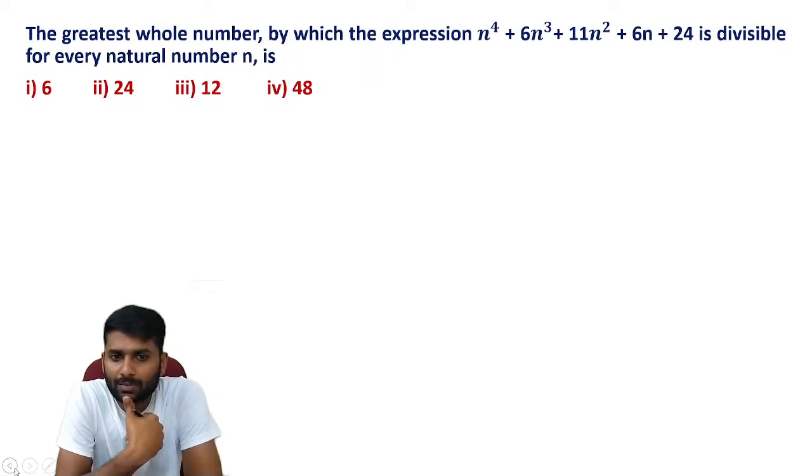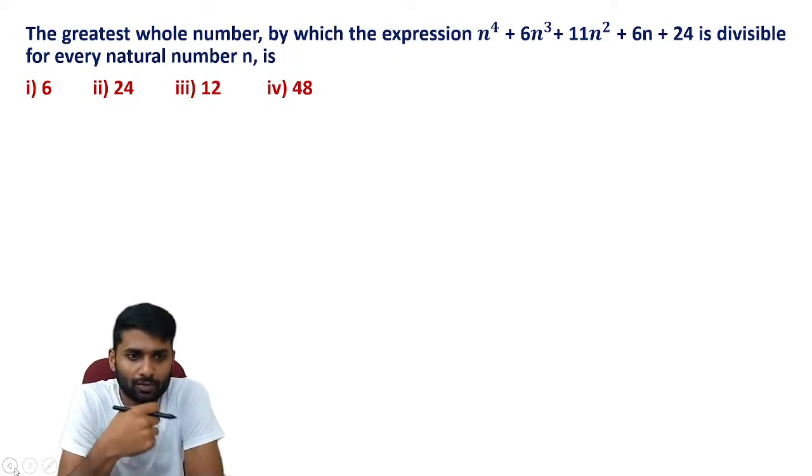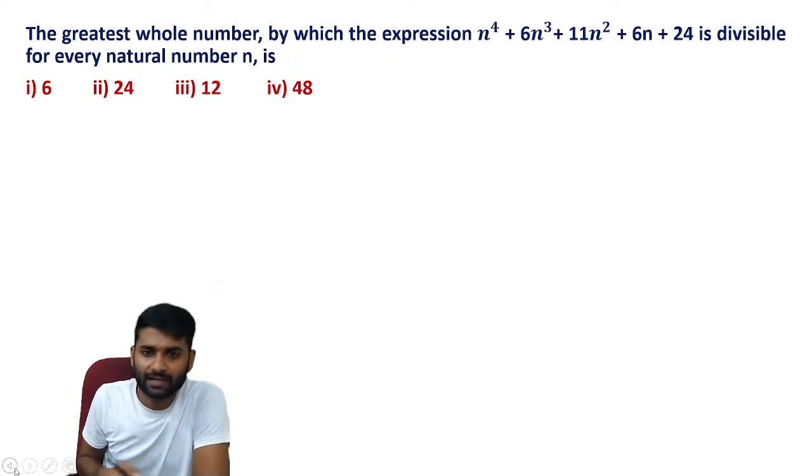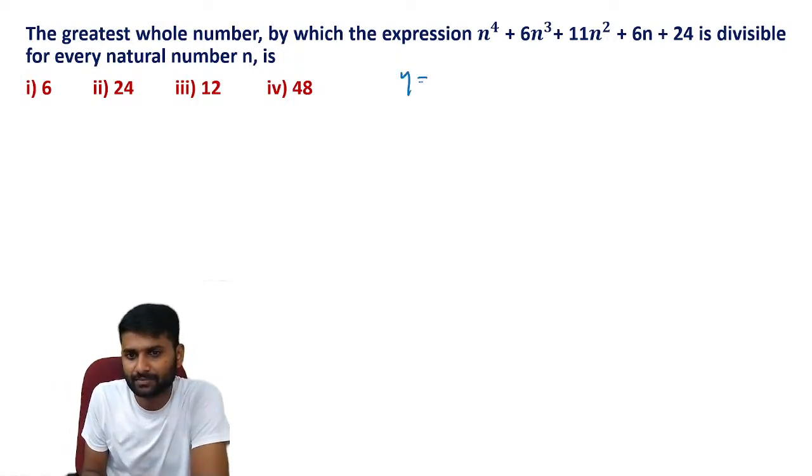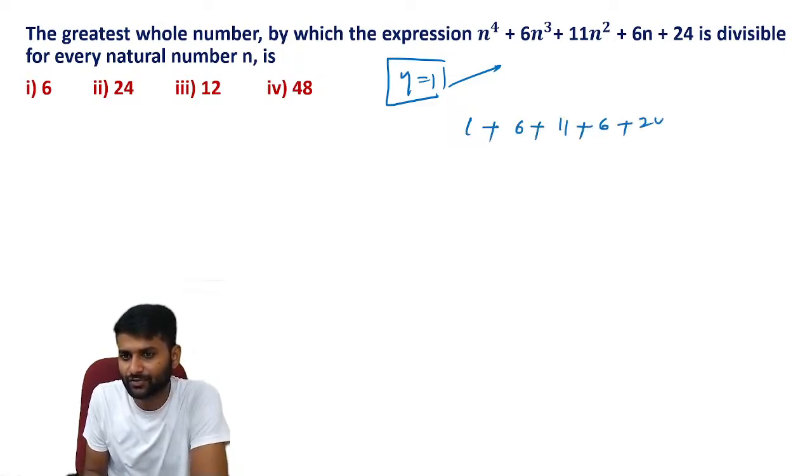The greatest whole number by which the expression n power 4 plus 6n cube plus 11n square plus 6n plus 24 is divisible for every natural number n is. Let's take that natural number n is equal to 1. Substitute here: 1 plus 6 plus 11 plus 6 plus 24.